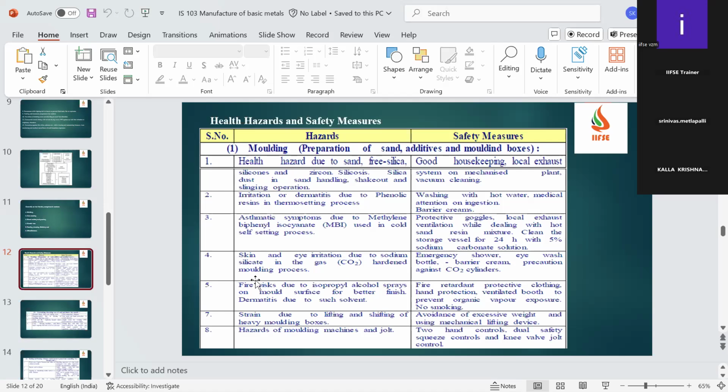Otherwise, what will happen again? I have to do grinding. I have to open my part. I mean metal chipping. I have to take out the sand particles. Fire risk due to the isopropyl alcohol sprays on the mold surface for better finish, and also dermatitis due to such solvent. So this is the alcohol spray they will apply on the mold for surface finish.